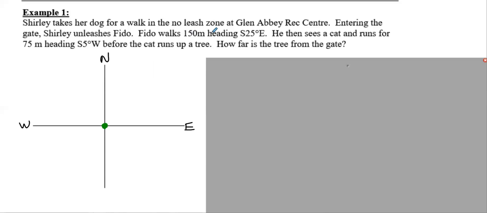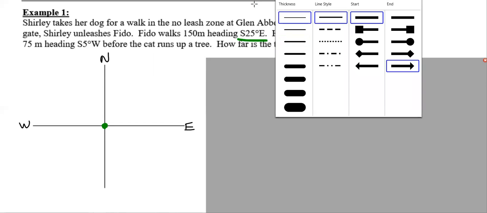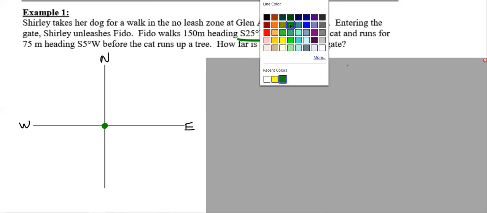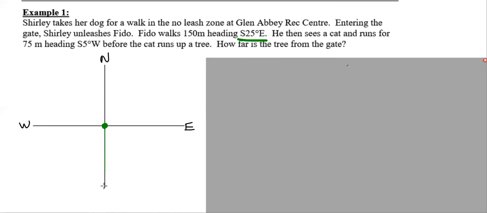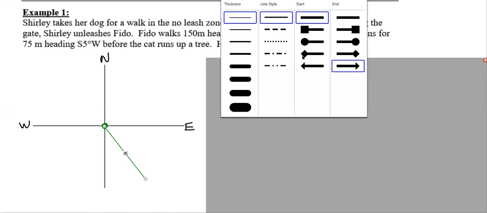Fido walks 150 meters heading south 25 degrees east. Now, let's try to draw this out. So if we want south and then 25 degrees to the east, so I'm going to rotate towards this arm, south, and then only 25 degrees rotation in the direction of that arm, or that direction east. Just going to put a little arrow on the end of it.